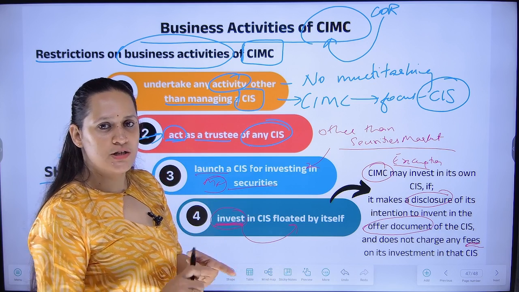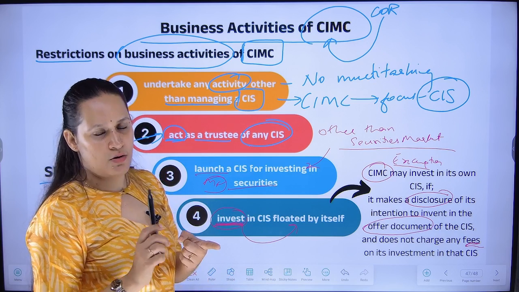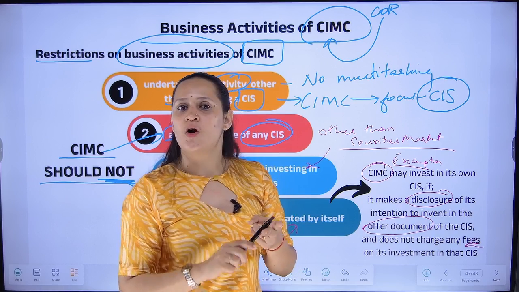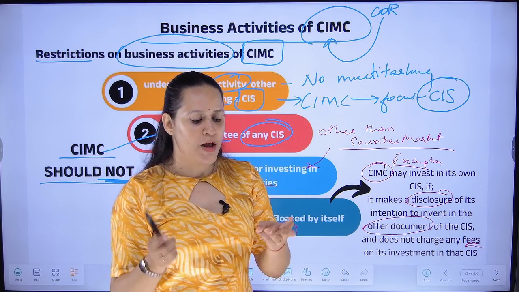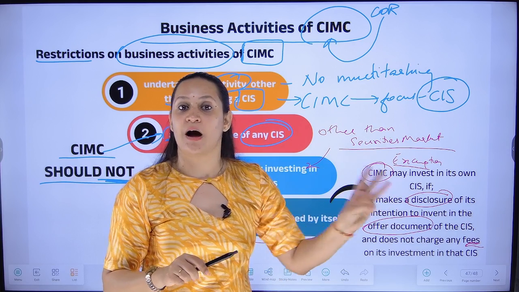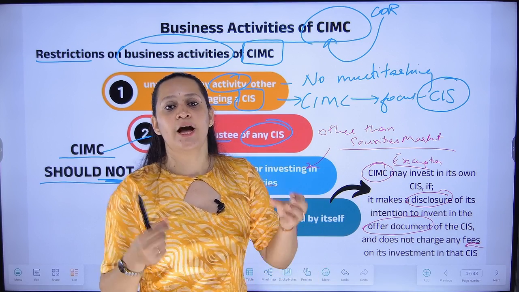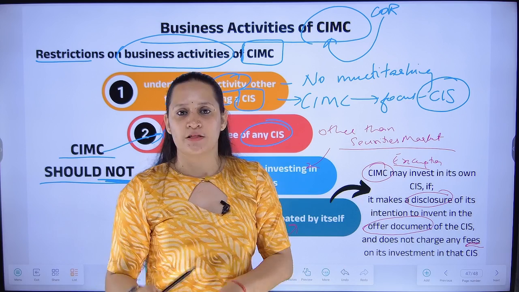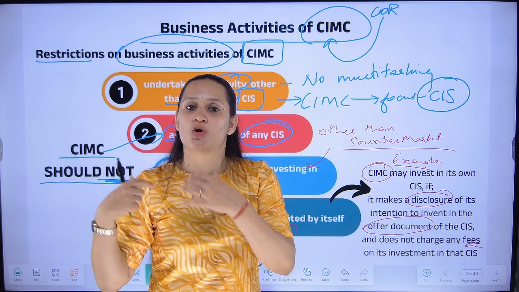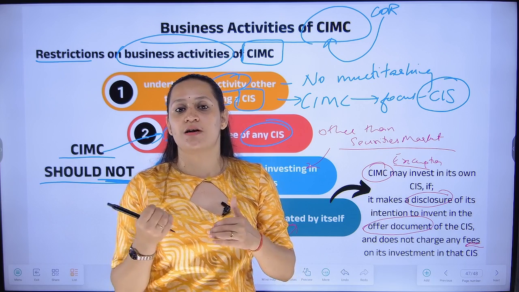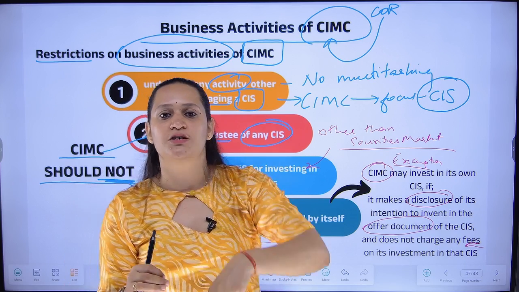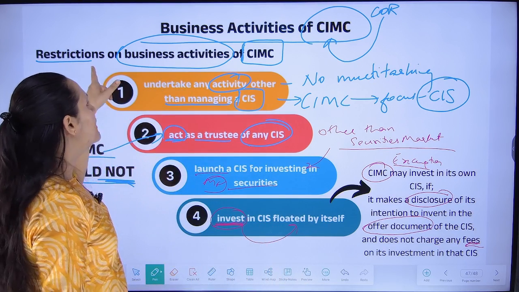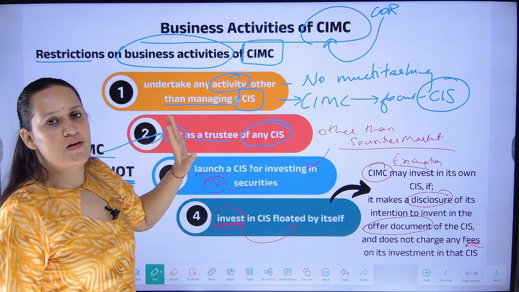So the 4 restrictions are: first one, if you are operating a CIMS company, you should focus only on the collective investment scheme, you should not have any other business. You cannot act as a trustee to any other collective investment scheme. You cannot make an investment in the securities. It should be for some other reason other than the securities market. And lastly, you cannot invest in your own scheme, but they have provided an exception where you can invest after giving a disclosure in the offer document. But whenever you're going to make an investment in your own scheme, you cannot charge a fee for that. So these are the 4 restrictions that have been imposed on the business activities of the collective investment management company.